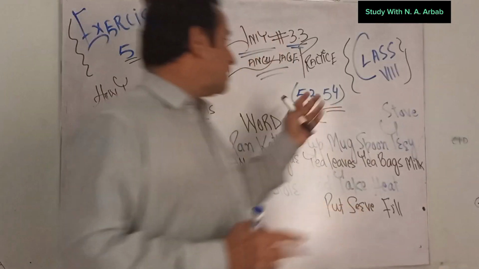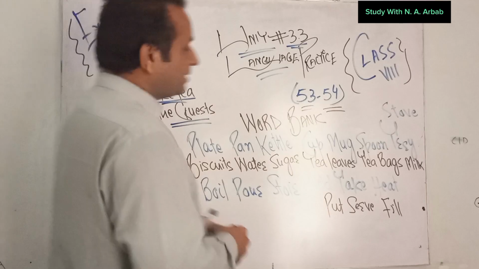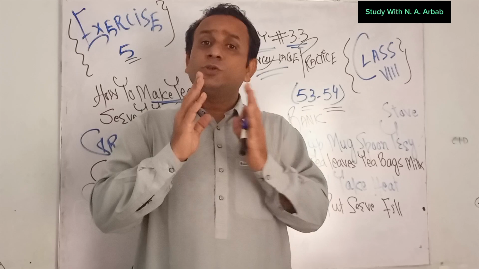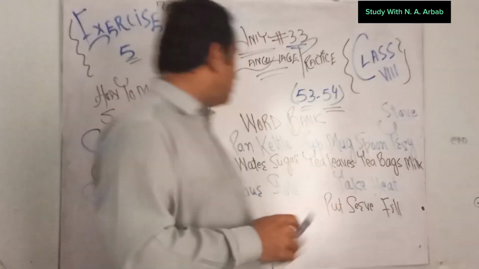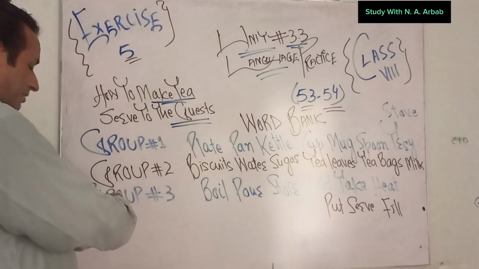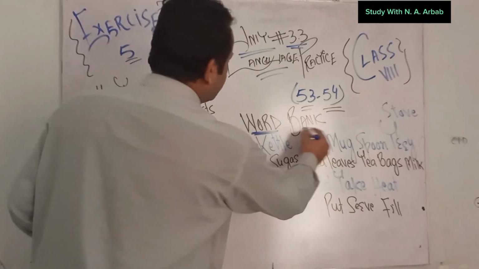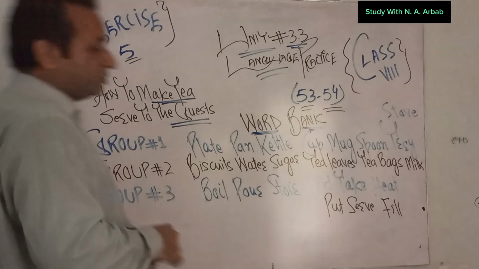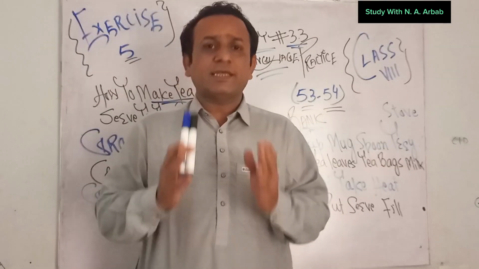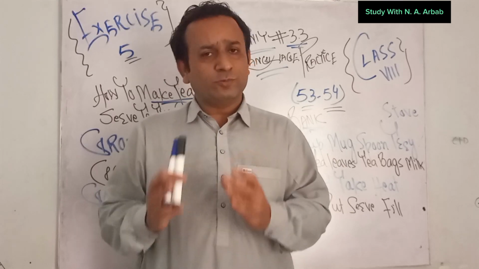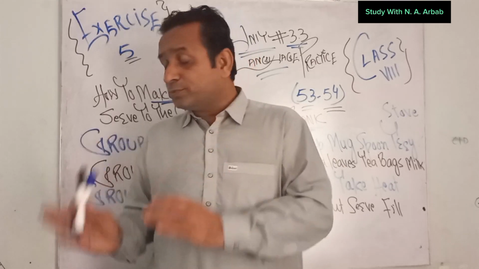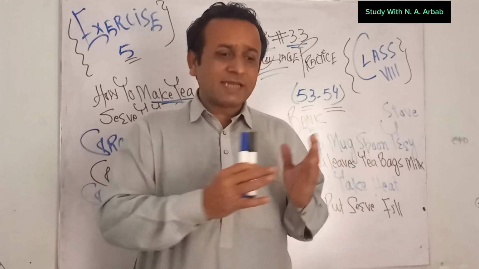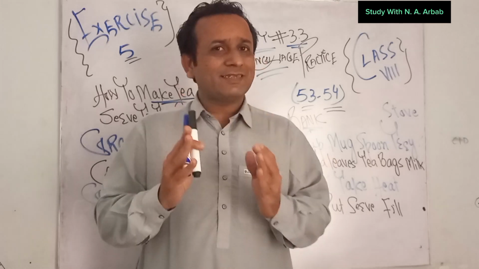Then we are going to do page number 54. You are given pictures. You have to understand the pictures and make sentences. You are given a word bank in the shape of three groups: group 1, group 2 and group 3. You have to pick the words from group 1 and group 2, and in group 3 you have to use all the words and make sentences. You have to understand two things.